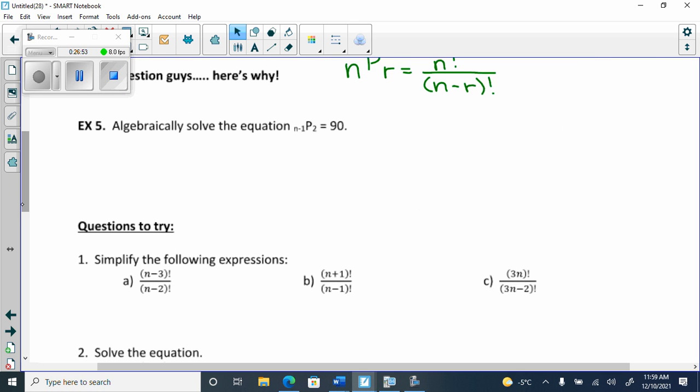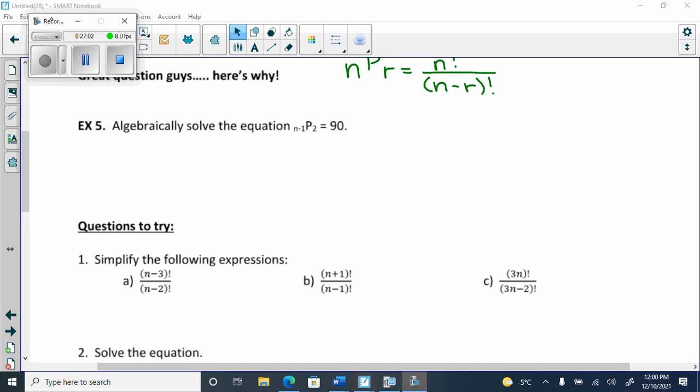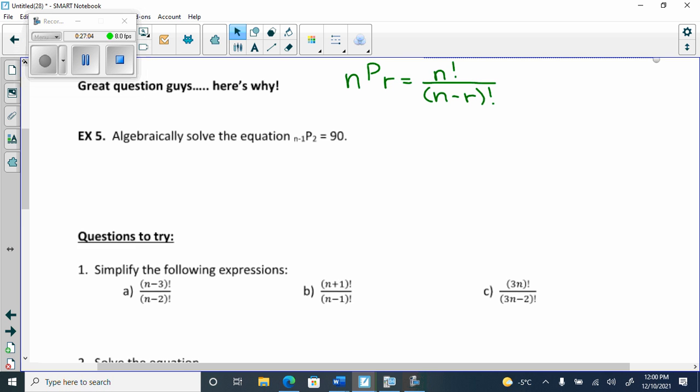I want you to try this one, please. n minus 1 P2 equals 90. So you're going to have to fill it into the formula that's above. Right. So you have to fill n minus 1 in for the n's and 2 in for the r's. This goes in for n, and that goes in for r.